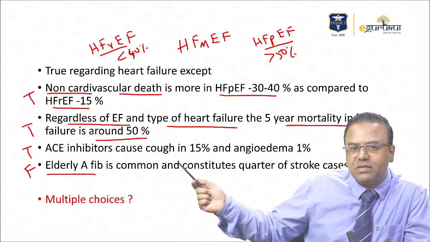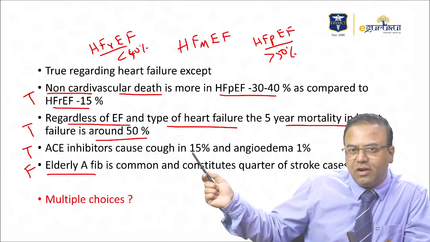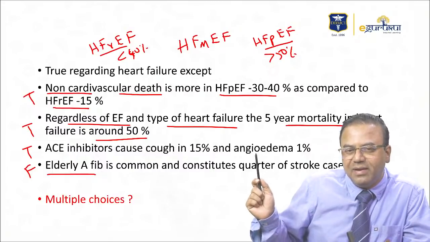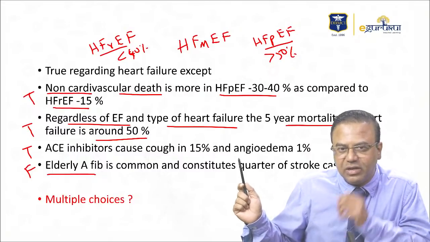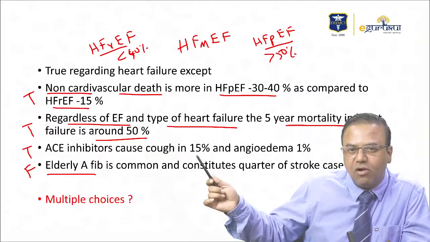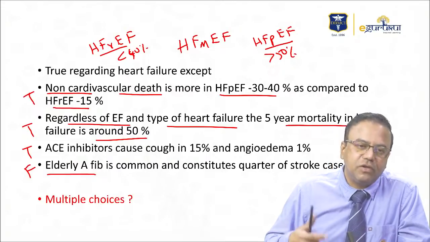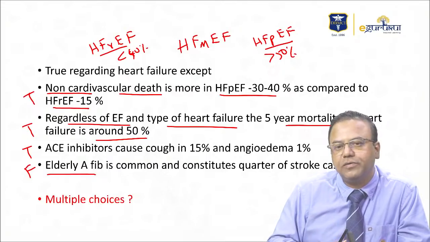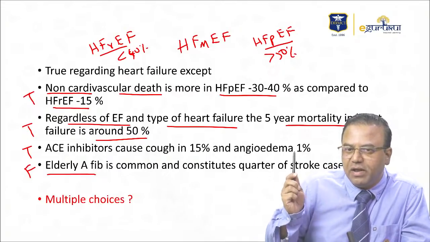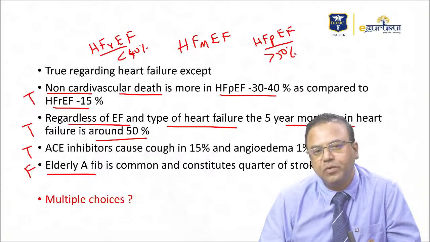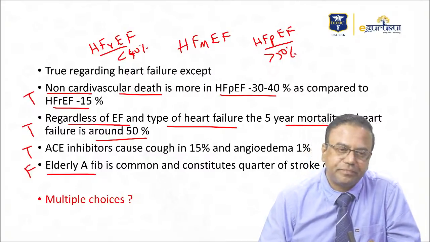Now, then comes the ACE inhibitors. If you see a choice like this, ACE inhibitors cause 15% cough, 1% angioedema, I would say you can consider these true. I mean, they're not very high. ACE inhibitor is a known cause of cough. This is one of the reasons why we use angiotensin receptor blockers. Angioedema at 1% doesn't look very high. Even if you don't know the exact percentages, you can say, okay, this seems to be fairly okay.